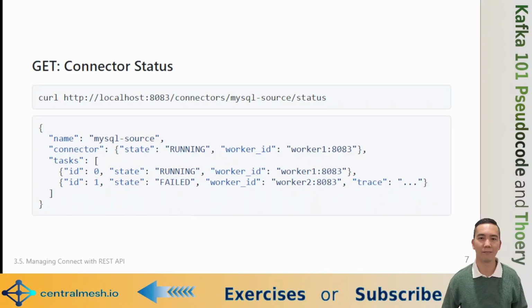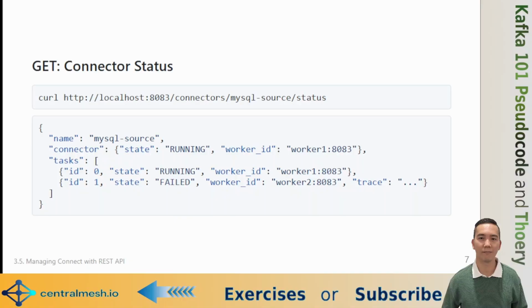One of the most frequently used endpoints is the status endpoint. This tells us the health of both the connector itself and every individual task. Notice the connector has its own state. In this example, the connector is running on worker 1. Below that, each task also has its own state. Task 0 is running, task 1 has failed, and includes a trace field containing the exception that caused the failure.